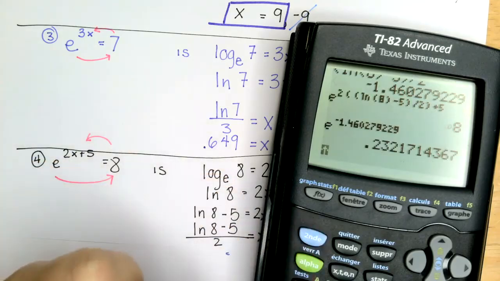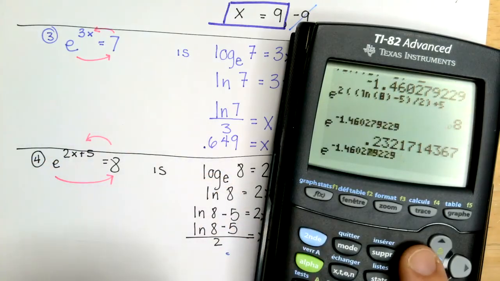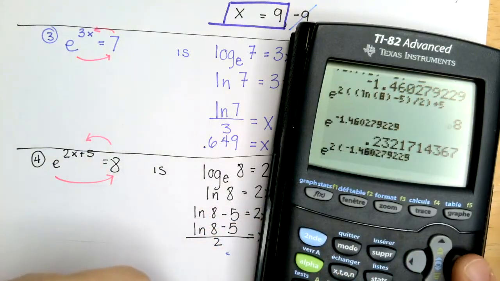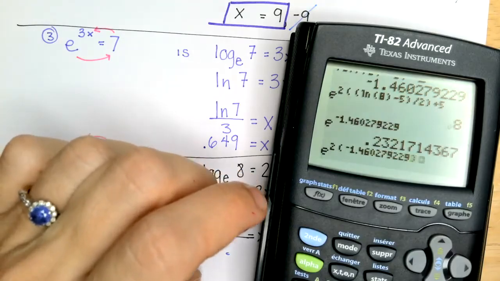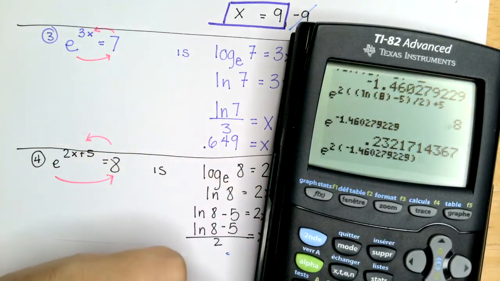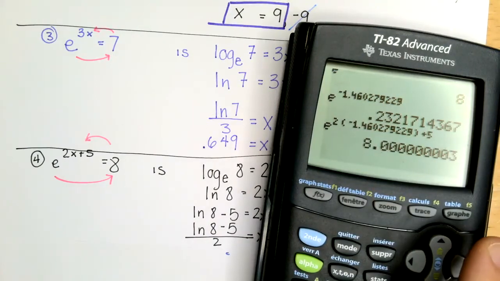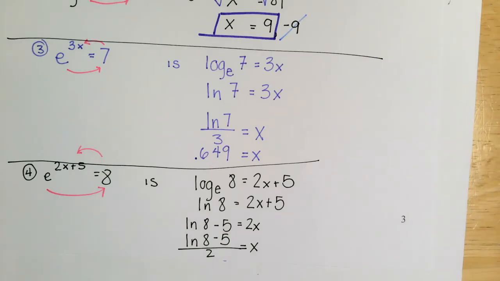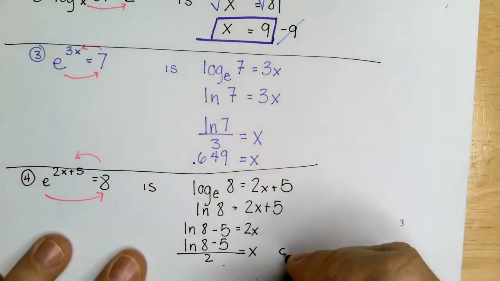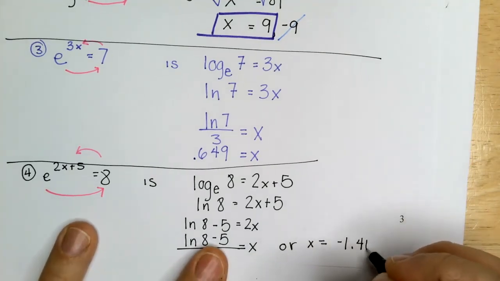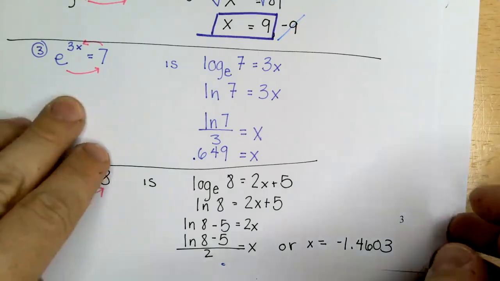Oh, no, sorry. It was 2 times. 2 times. Plus. We've got close to 8. Not exactly, we're rounding that. We'll get close. All right. 4x equals negative 1.463. Okay.